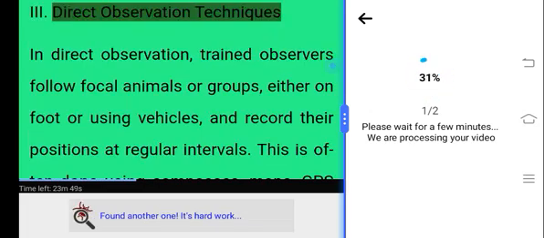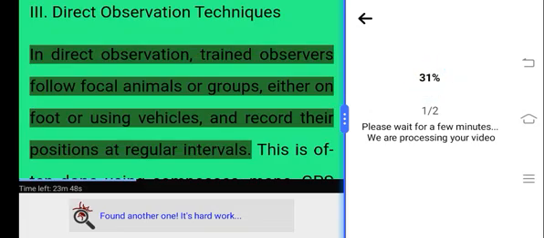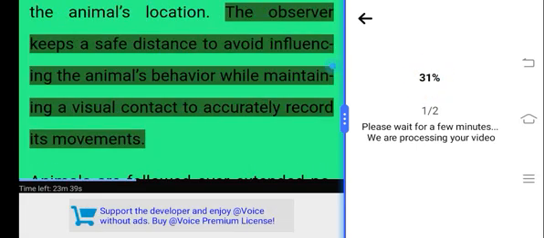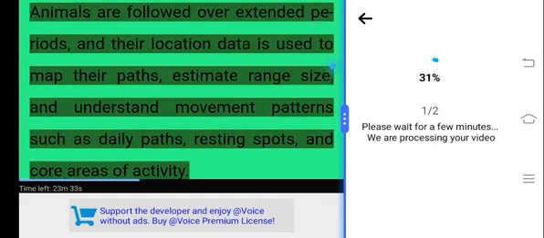3. Direct observation techniques. In direct observation, trained observers follow focal animals or groups, either on foot or using vehicles, and record their positions at regular intervals. This is often done using compasses, maps, GPS devices, or triangulation methods to plot the animal's location. The observer keeps a safe distance to avoid influencing the animal's behavior while maintaining visual contact to accurately record its movements. Animals are followed over extended periods, and their location data is used to map their paths, estimate range size, and understand movement patterns such as daily paths, resting spots, and core areas of activity.